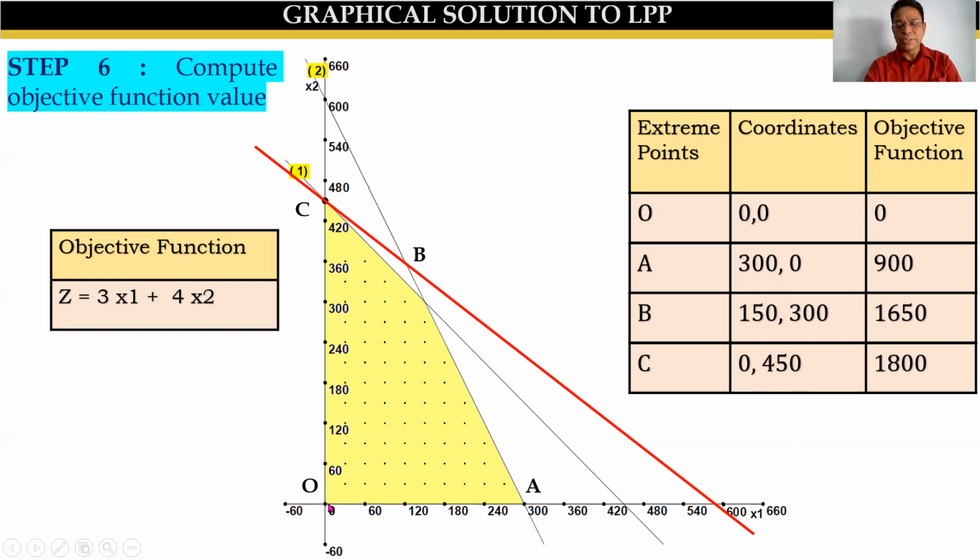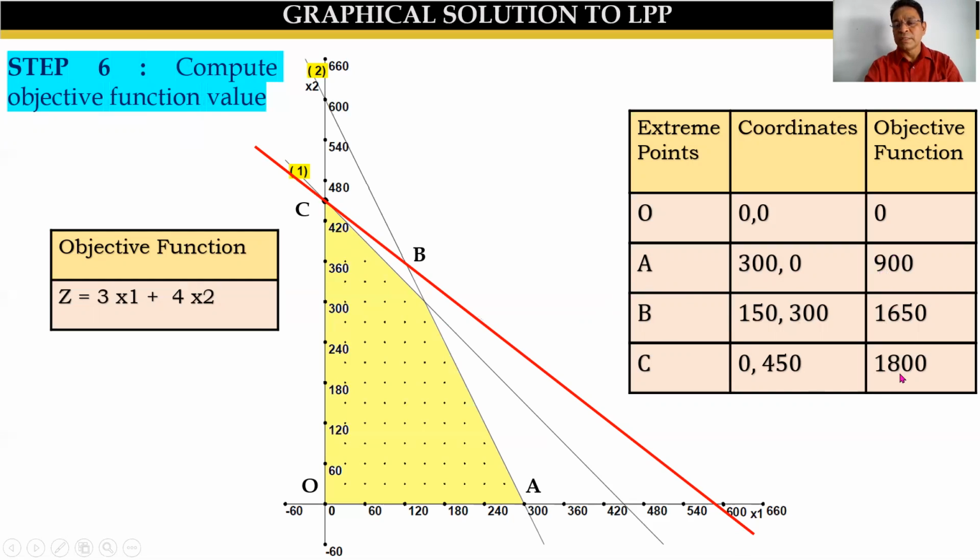So if you see here, we started from the origin and we moved in the clockwise direction. We could have also moved in the anti-clockwise direction, but we moved in the clockwise direction. And if we move in the clockwise direction, we can see that at every point we get a better value than the earlier point. At point A, the value is increased by 900. At point B, there is an increase in the value as compared to the value of A.